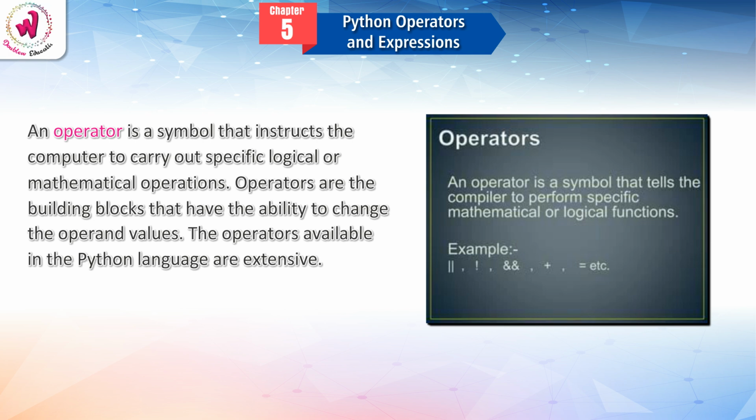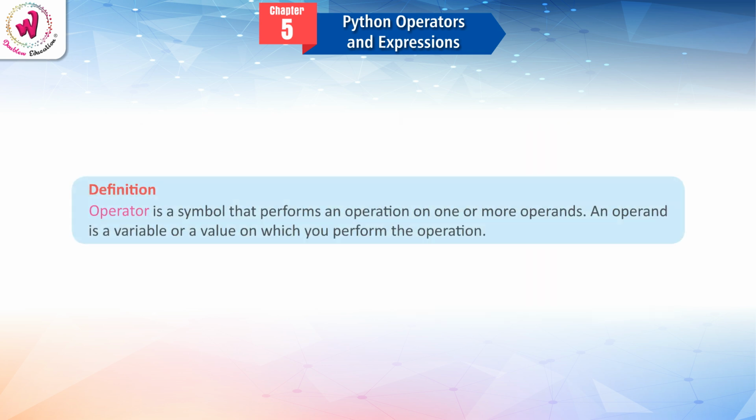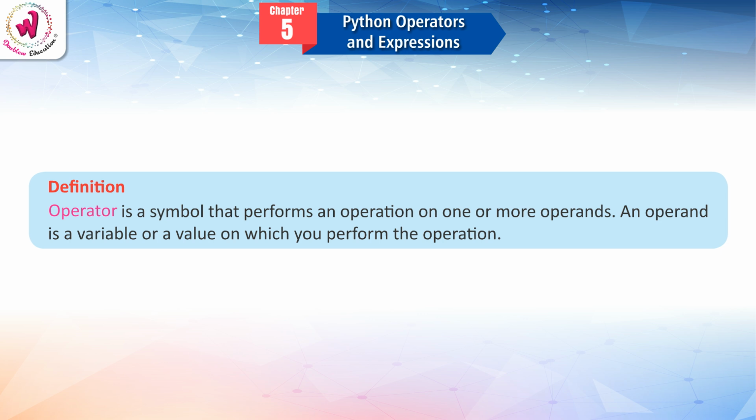Operators are the building blocks that have the ability to change the operand values. The operators available in Python language are extensive. Operands are the values or variables on which the operators do some work. Definition: an operator is a symbol that performs an operation on one or more operands. An operand is a variable or a value on which you perform the operation.